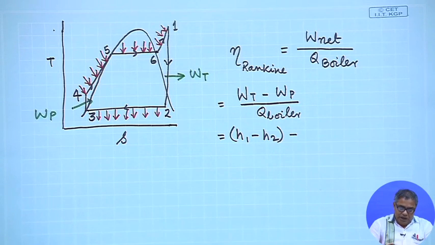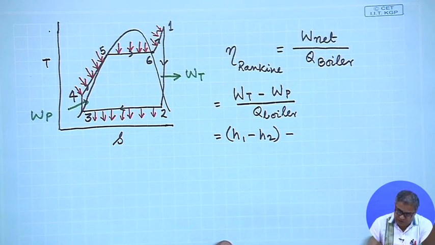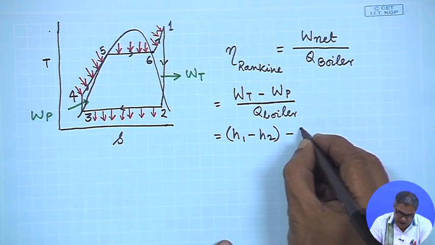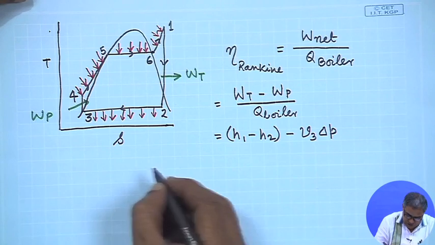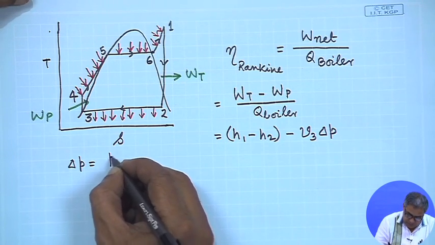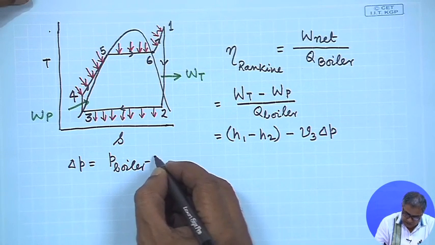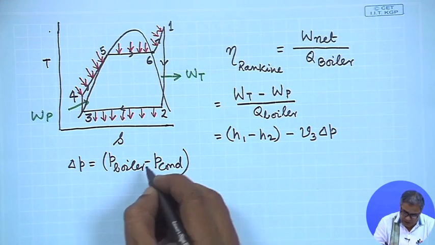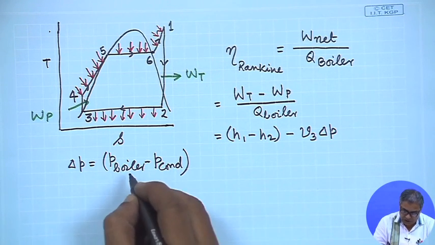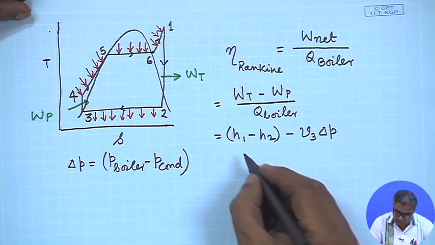So, we think of it as work done by a steady flow device, neglecting all kinds of losses. It is an incompressible fluid which is pressurized. So, the work done can be written approximately as V3 times delta P, where delta P is P boiler minus P condenser. Basically, the pump is raising the pressure of the fluid from the condenser pressure to the boiler pressure.